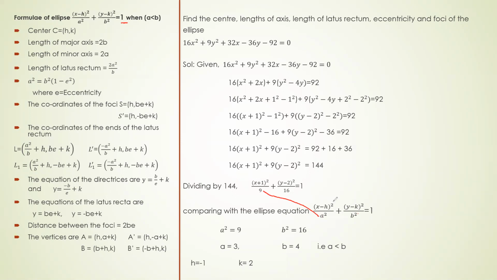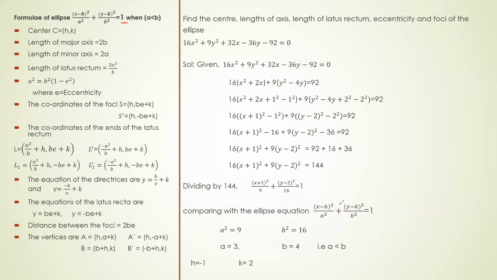Similarly, b square value is 16. When you take the square to the other side, it will become a square root. It is 4. So from these two, we can say that a value is smaller than b. Means we have to apply the formulas where the ellipse equation is (x minus h) whole square divided by a square plus (y minus k) whole square divided by b square is equal to 1.